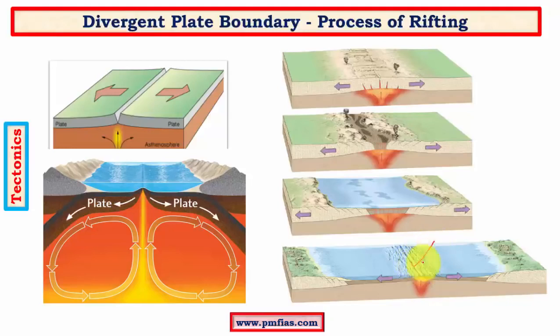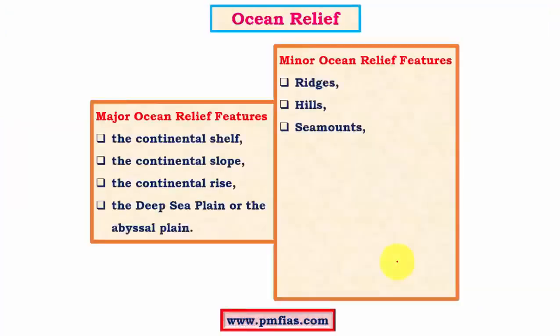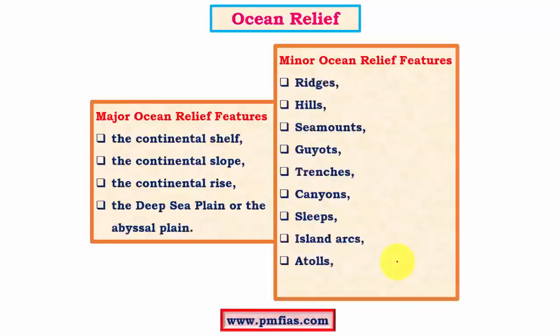So here we can see various relief features are formed because of this particular process of ocean building. There are important features like mid-oceanic ridges, then we have trenches. Along with that, we have various features like continental slope, shelf, etc. All these are slowly formed with the formation of oceans. Now let us look at various ocean relief features. There are minor ones and major ones. The major ones include continental shelf, slope and rise, and then we have the deep sea plain, which is also called abyssal plain.